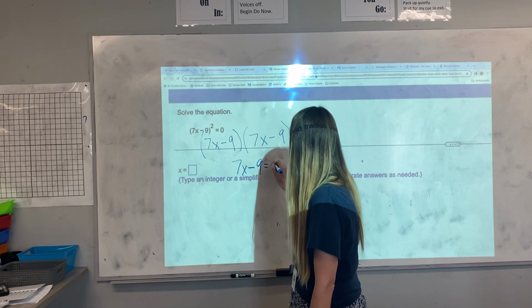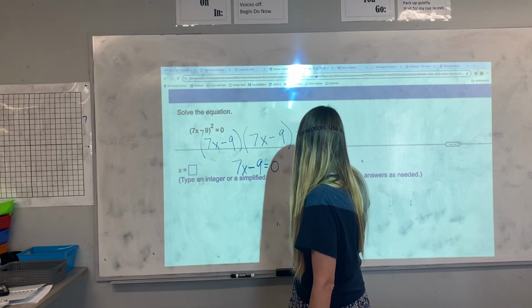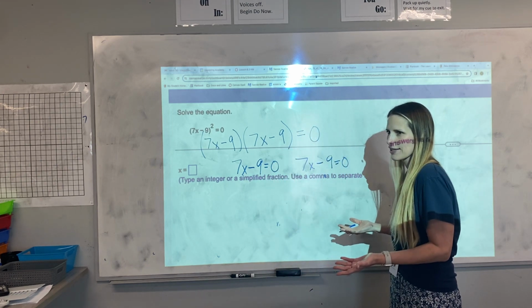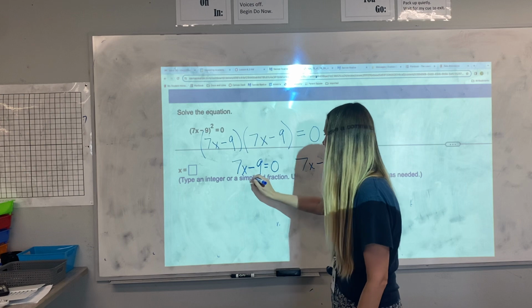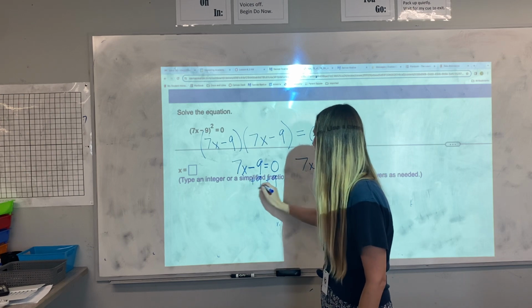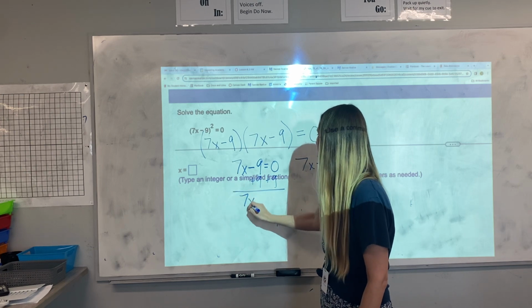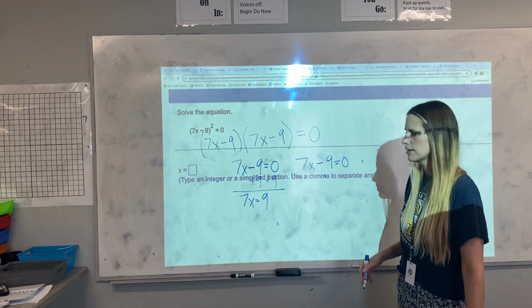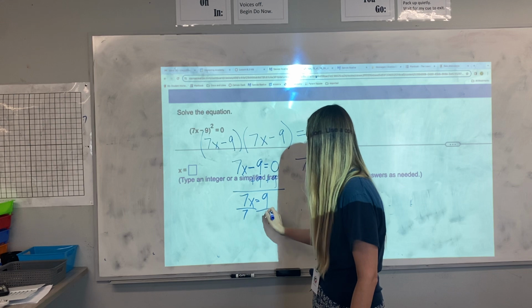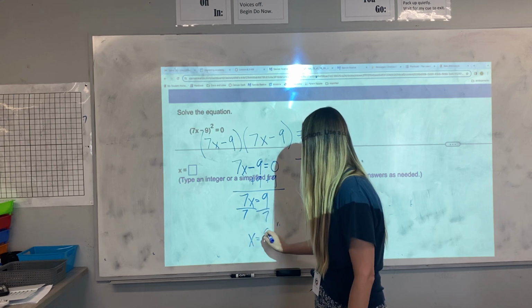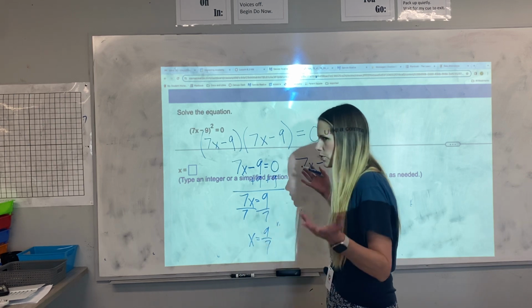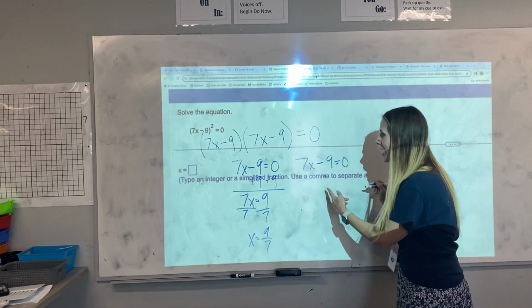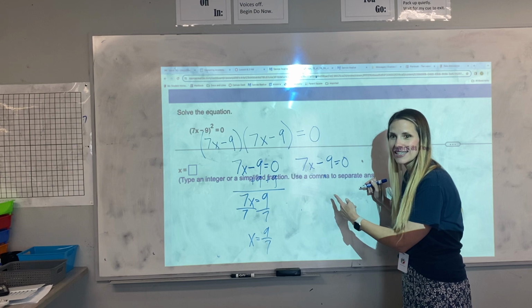7x minus 9 equals 0. 7x minus 9 equals 0. We're going to do the same thing to solve for x on both. You're going to get the same answer. Plus 9, 7x equals positive 9. What do I do from here? Divide by 7. I get x equals 9 over 7. Improper fraction, who cares? It's a fraction, it's a number, it's a value, it's a solution. Should we solve this one now and see what we get for x? Yeah.